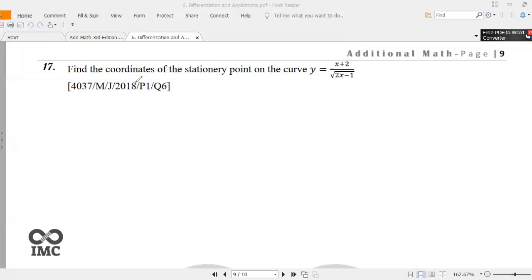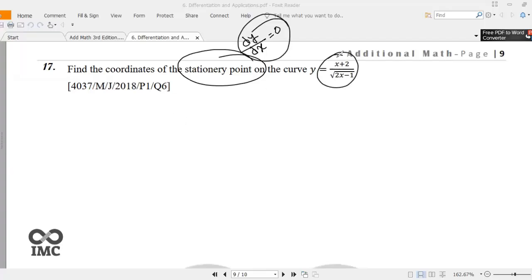Here, the question says, find the coordinates of the stationary point on the curve y equal to (x plus 2) by root over (2x minus 1). So, to find the stationary point, we need to find the gradient, dy/dx. This is our first step. Then dy/dx will be 0. When we want to find the stationary point on any curve, we use this idea: dy/dx will be 0. Now we need to find the gradient.